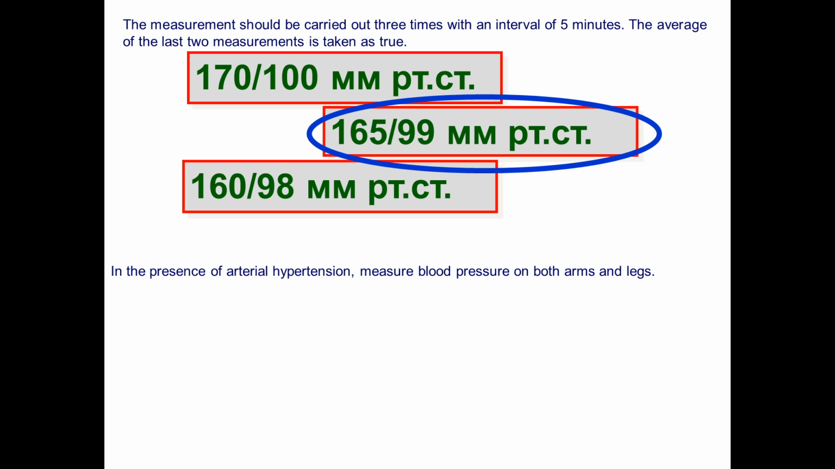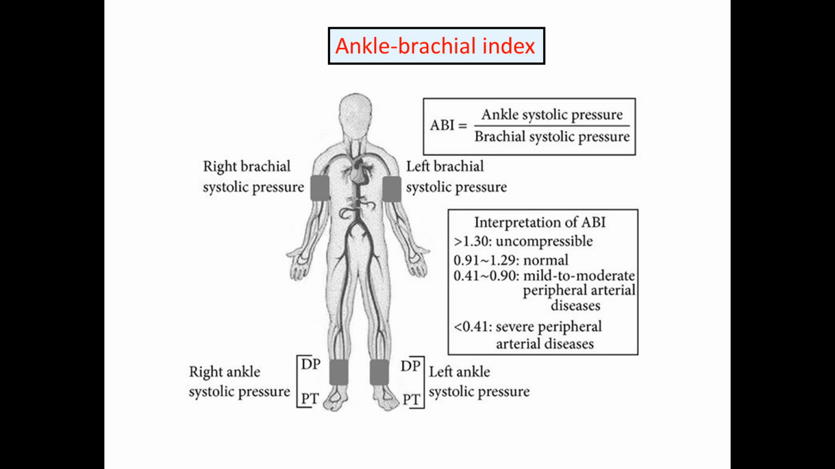In the presence of arterial hypertension, measure blood pressure on both arms and legs. On the legs, blood pressure is normally always higher than on the hands, but in case of, for example, peripheral arterial diseases, pressure in the leg may decrease. For this you should measure the ankle brachial index. This is the relation between the ankle systolic pressure and the brachial systolic pressure.